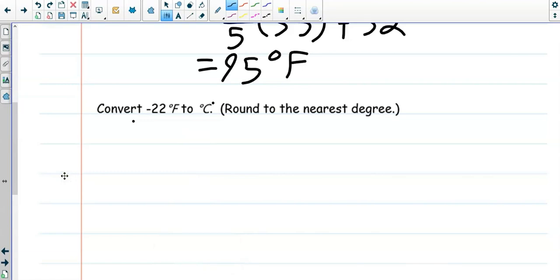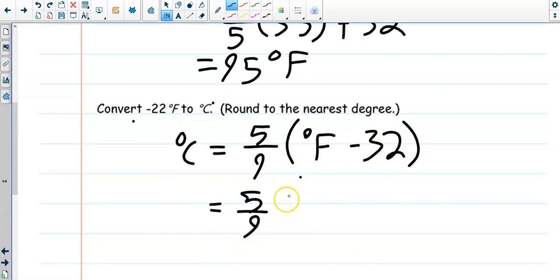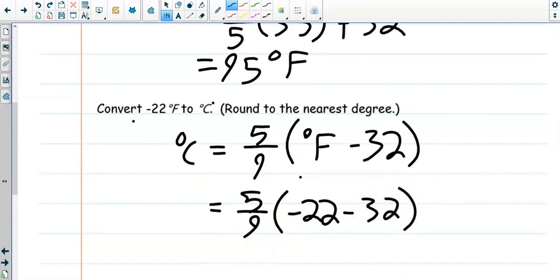Okay, so if you go back to those notes and look at those equations, this is the one that you want to run. You want to find degrees Celsius, and you're going to take 5/9, parenthesis, degrees Fahrenheit minus 32. So if we plug in 5/9, parentheses, our degrees Fahrenheit was -22 minus 32. So go to your calculator, let it do all the work for you.